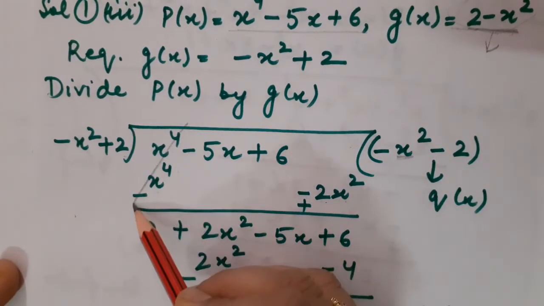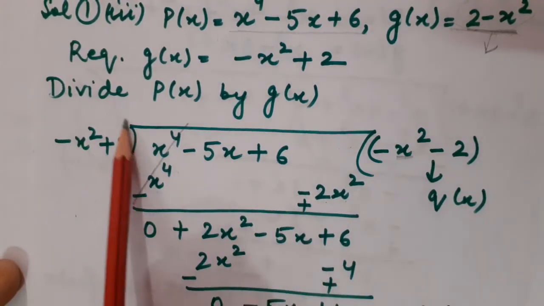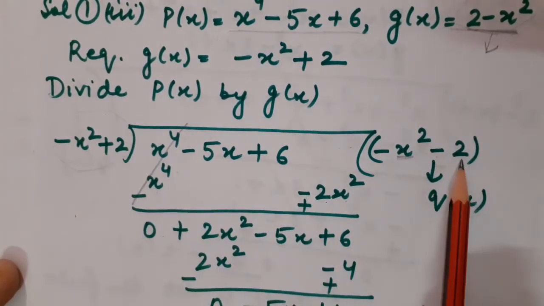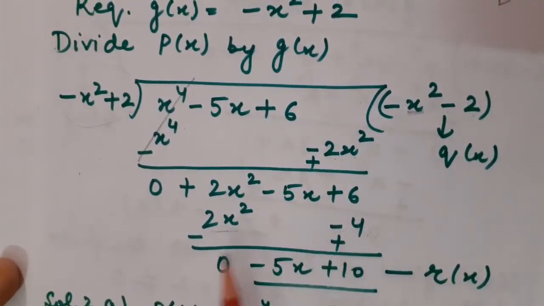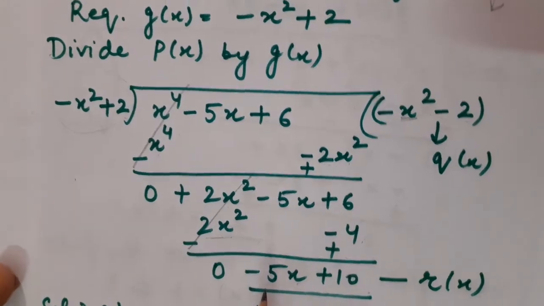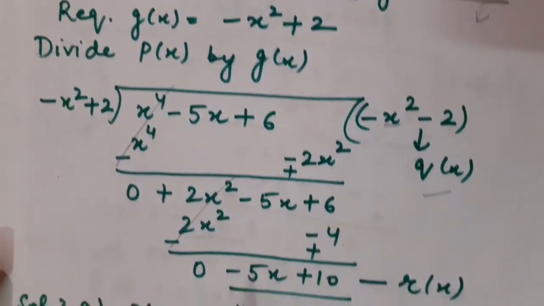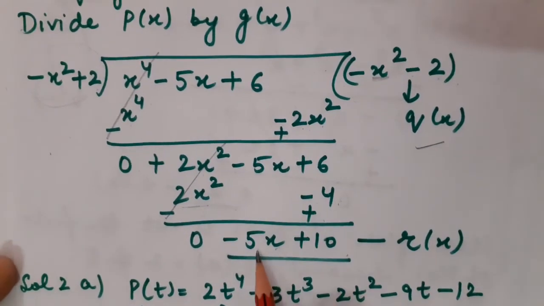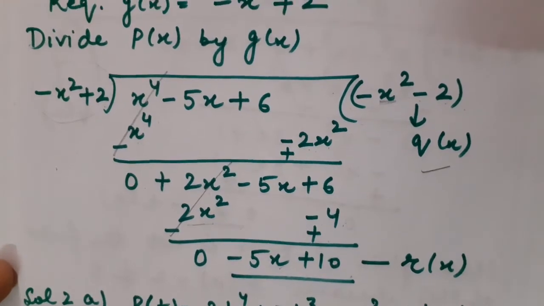Changing the sign. This is going to be cancelled. So this is 2x square minus 5x plus 6. Now I am multiplying gx by minus 2. It would become 2x square minus 4. Again changing the sign, they are going to be cancelled. So this is minus 5x plus 10. So what would be qx? qx will be minus x square minus 2. And what would be rx, children? That would be minus 5x plus 10. Clear, children? Any confusion in it?